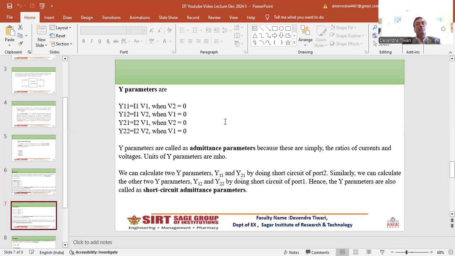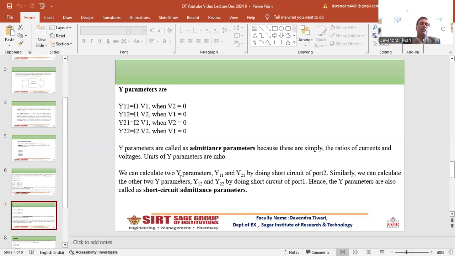Similar to the Z parameter, where the equation was V1 equals Z11 I1 plus Z12 I2, here the equation is not shown, but we will understand it from the Z parameter. The equation will be I1 equals Y11 V1 plus Y12 V2, and I2 equals Y21 V1 plus Y22 V2. So we have to short circuit the two ports one by one. If we short circuit port 2 first, then we will get Y11 and Y21, and if we keep port 1 shorted the next time, then we will get Y12 and Y22.